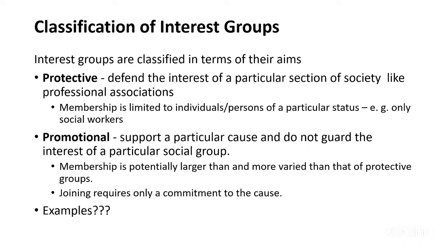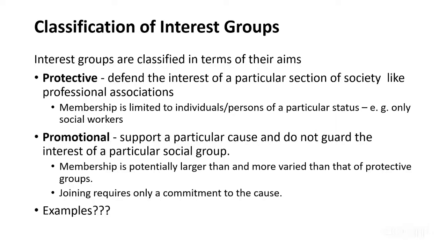So interest groups can be classified majorly into these two groups. Those that are protective, they want to protect and defend the interests of a particular section in society. Then we also have promotional. These ones support a particular cause and do not guard the interest of a particular social group. They are not particularly interested in one group, but they just want everything in society to work properly. And we have membership there, potentially larger and more varied when you talk of promotion, because you are looking at the interest of almost everybody in the community. But when it's protective, members are limited to individuals.